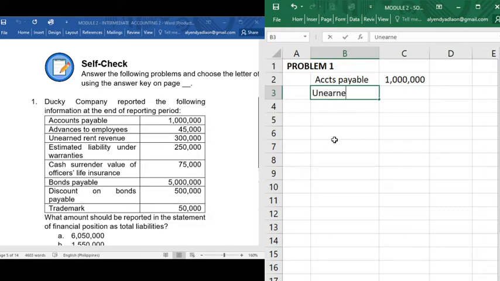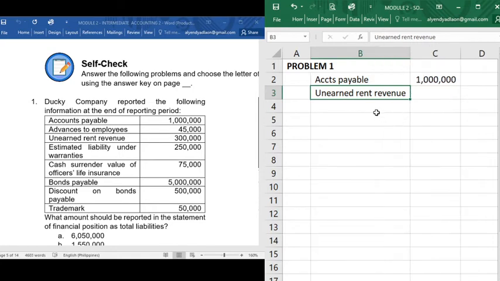Next, unearned rent revenue. Take note that an unearned revenue is revenue that is already received but not yet earned. Since in this case it's rent, the lessee, or let's say the boarder or the one who rented, already paid cash in advance to the company. But such lessee did not yet occupy the property which that lessee rented from the company. So there is cash received, but the entity still did not render any services yet to its client. So that is 300,000.